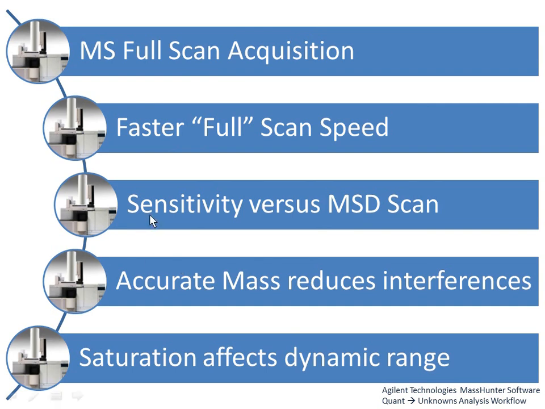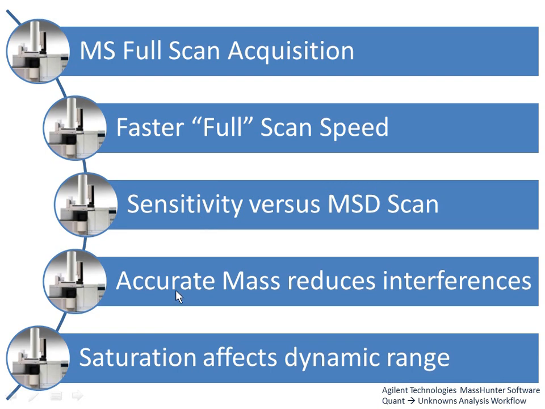Now the same argument is applied here in terms of sensitivity. In the MSD, the scanning is not spending that much time on any particular ion, whereas in TOF the ions are all accelerated in a pulse, so you might end up with better sensitivity there in terms of the ions seen.